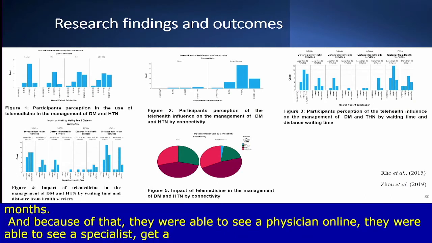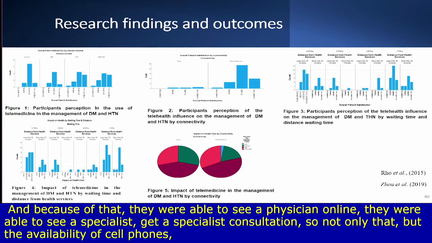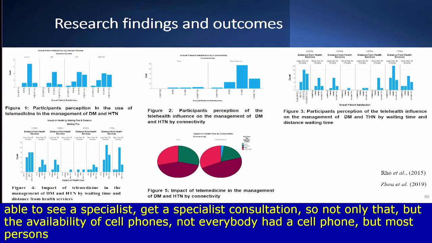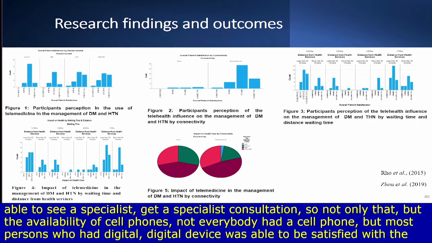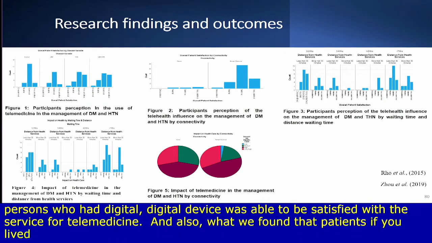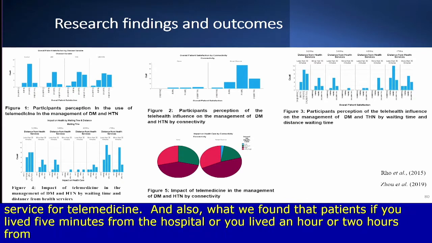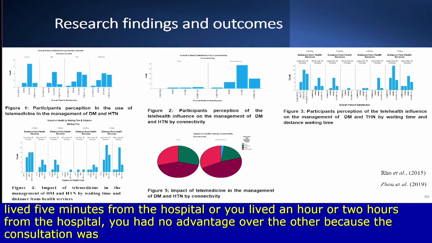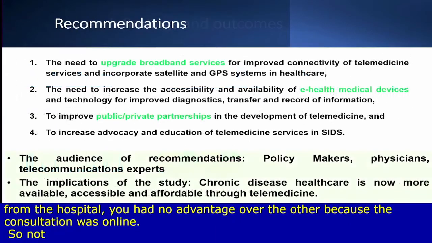And not only that, but the availability of cell phones. Not everybody had a cell phone, but most persons who had a digital device were able to be satisfied with the telemedicine service. And also, what we found is that if you lived 5 minutes from the hospital, or an hour or 2 hours from the hospital, you had no advantage over the other because the consultation was online. So not because the person lived in town could they have said so. That was part of the research findings.